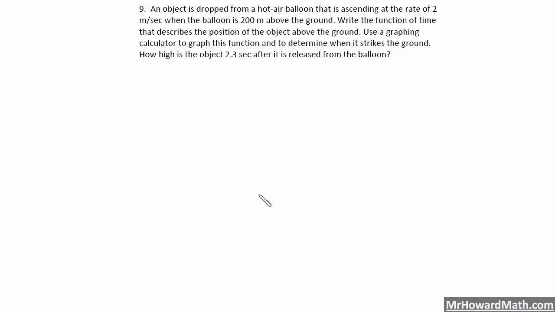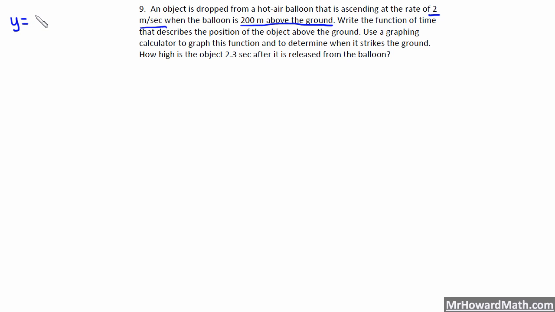Alright, so we have problem 9 here. This is a little bit of a complicated problem to set up, but it makes sense once you actually set it up. So it says, an object is dropped from a hot air balloon that is ascending at the rate of 2 meters per second, so that's important. When the balloon is 200 meters above the ground, okay, I'm just going to tell you now, we're going to be using this equation that I will give you.